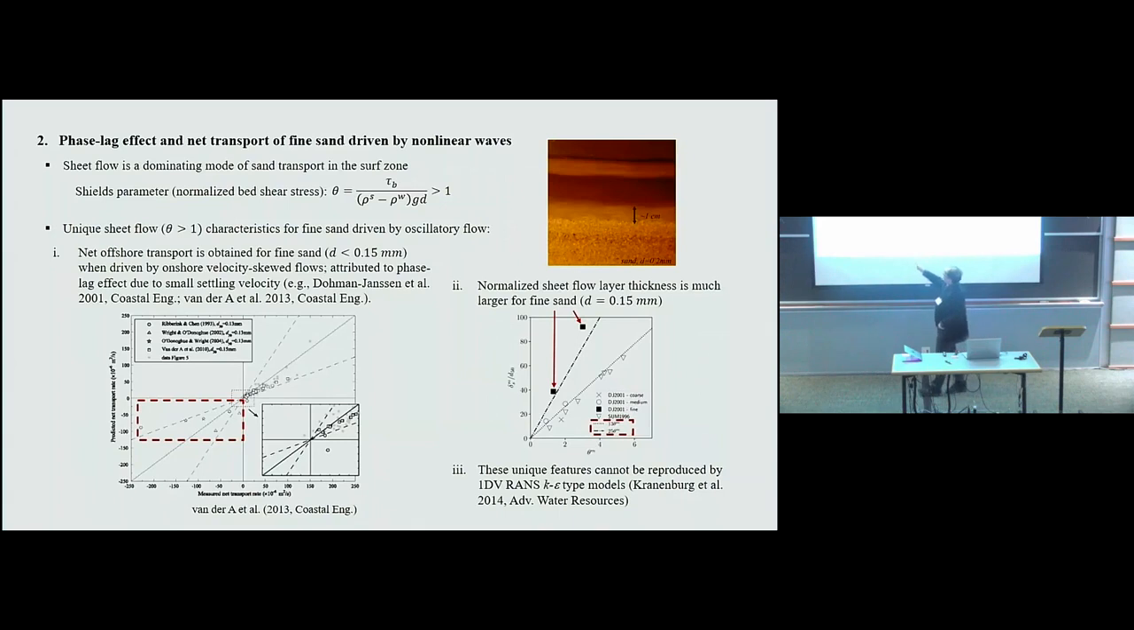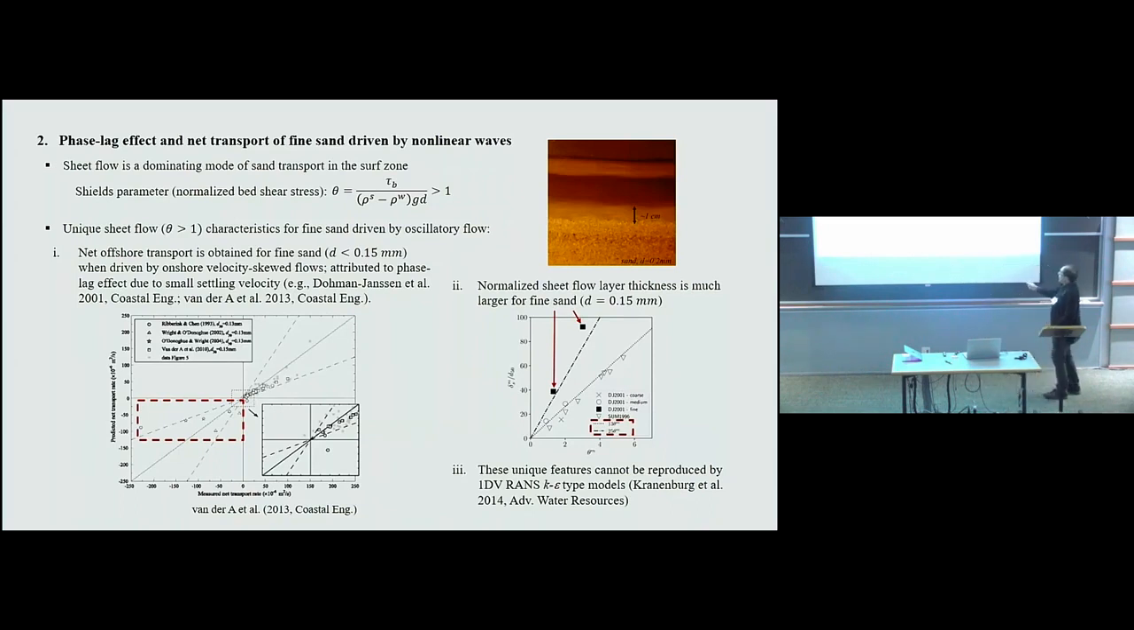This is usually attributed to the so-called phase lag effect, because the fine sand has a very small settling velocity. However, we always think it should be a little bit more than that, because there is also laboratory evidence showing that if you look at normalized shear flow layer thickness plotted as a function of shear parameter, for fine sand the scaling law says the shear layer thickness is much larger. So we think these two must also be related.